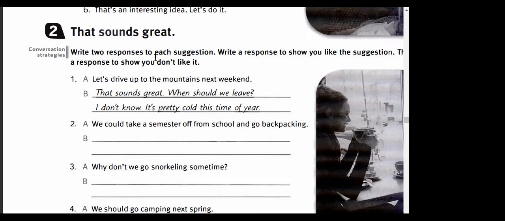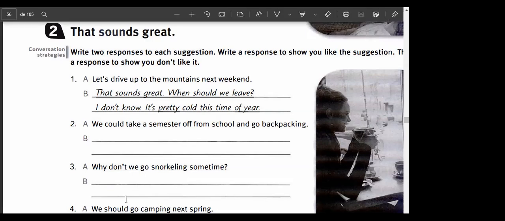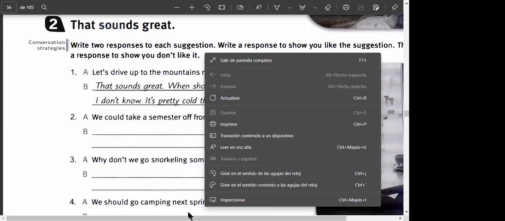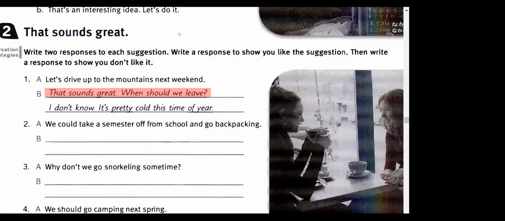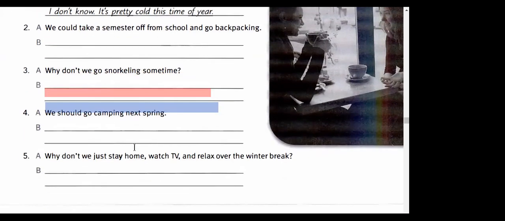Write two responses to each suggestion. Write a response to show you like the suggestion. Then write a response to show you don't like it. So you have to write two different responses. One, you like the idea. Two, you don't like the idea. Is that clear? Yes, it's clear. All right, go ahead. Numbers 2, 3, 4, and 5. Okay, teacher.